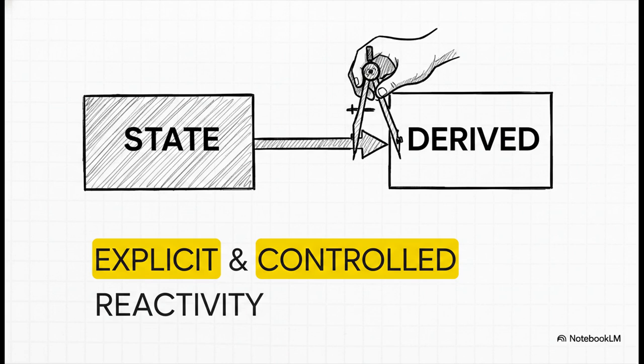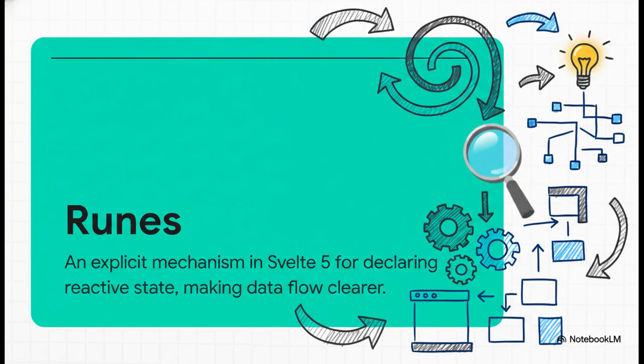So Svelte 5 completely changes the game with a new concept they're calling runes. Instead of that magic label, you now explicitly declare your reactive bits. You use $state for variables and $derived for values that depend on them. It's a really deliberate shift from magic to intention, and it gives developers way more control and clarity over complex data flows. So what exactly are runes?